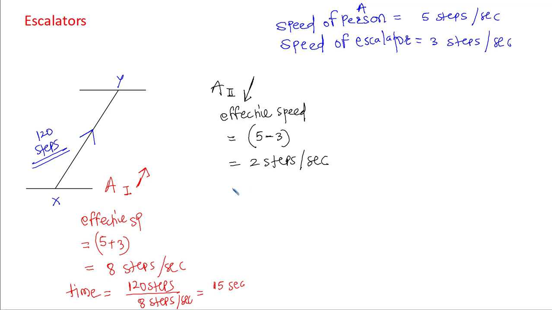Now over here, the time taken by A is equal to distance divided by speed. The distance is 120 steps, and the speed is 2 steps per second. So the time taken is 60 seconds. Everyone, I hope everyone understood the concept of escalator here.